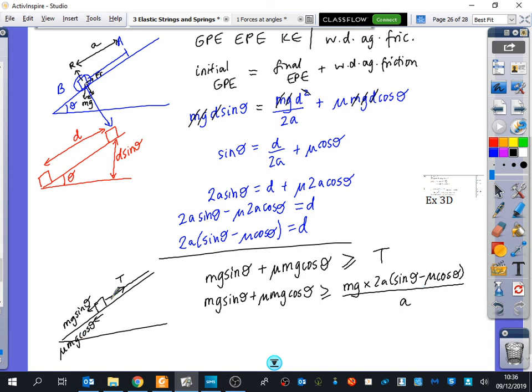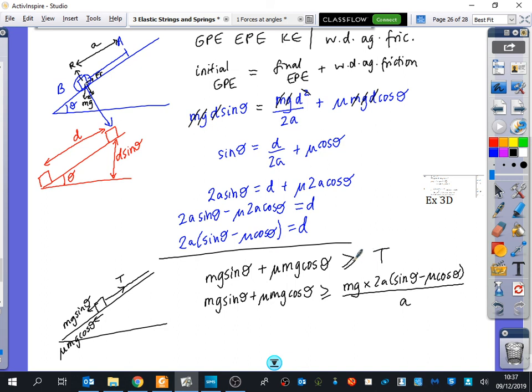Okay, before we finish this, we're saying that because we think it's going to ping up, the only way it would ping up is if T was bigger than mg sin theta plus mu mg cos theta, which is the maximum thing that the friction can take. So if it's not going to move, then T has to be less than or equal to it.